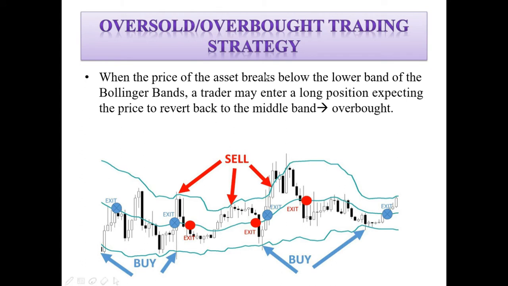When the price of the asset breaks below the lower band of the Bollinger Bands, a trader may enter a long position expecting the price to revert back to the middle band. So here we have the lower band. In this example, whenever the candlestick chart touches the lower band, we have buy signals. Here we have 4 buy signals in this small chart example.